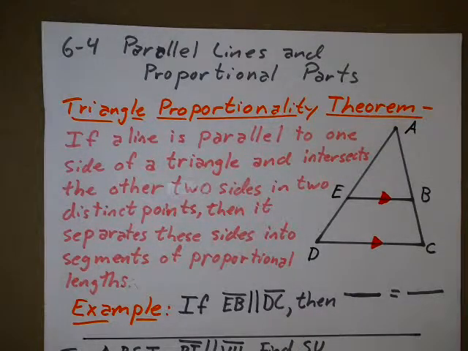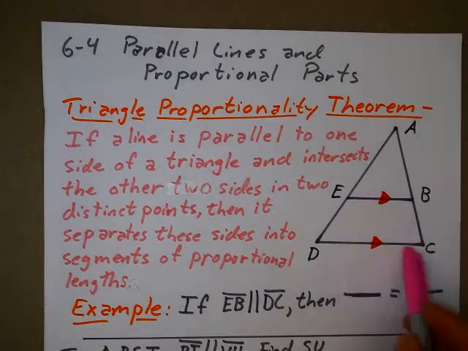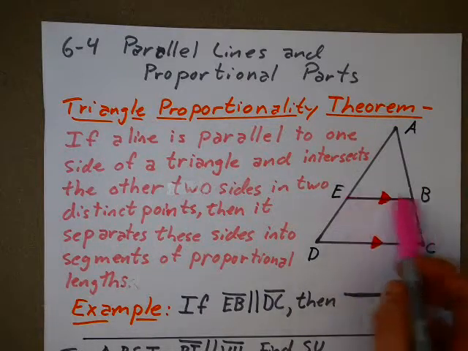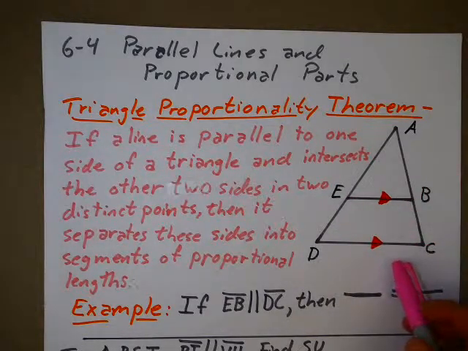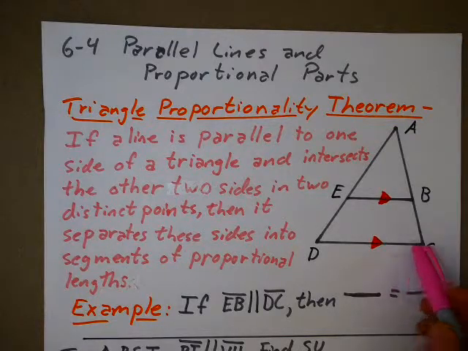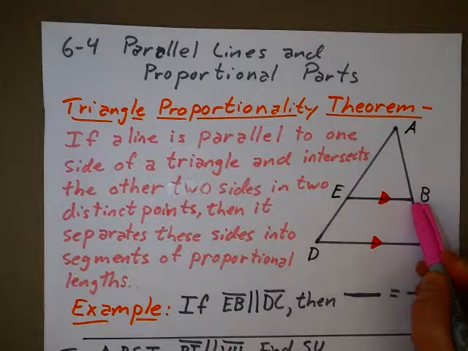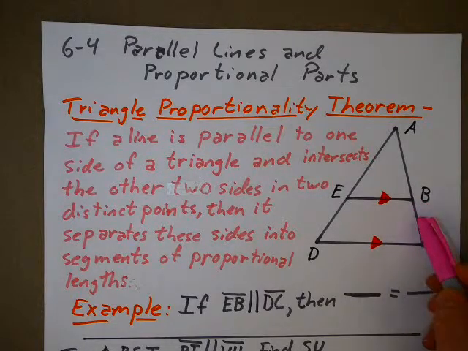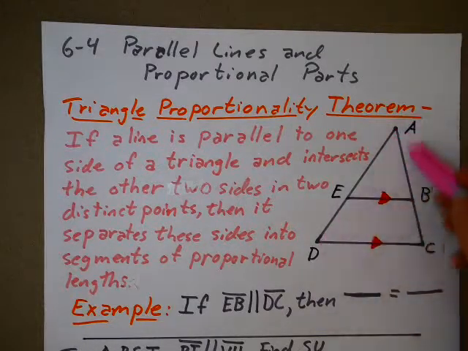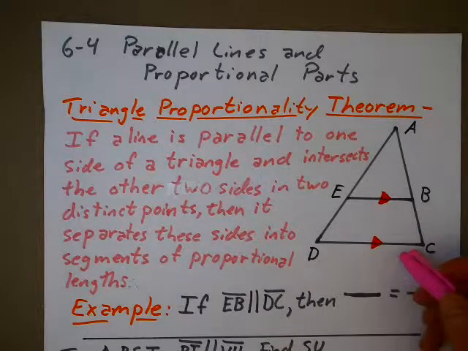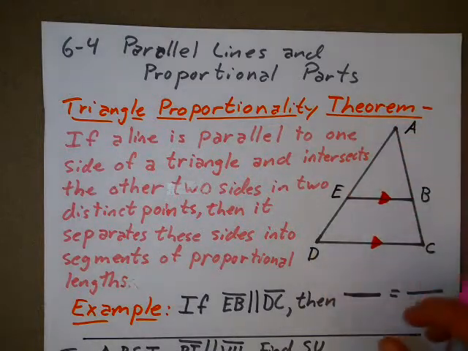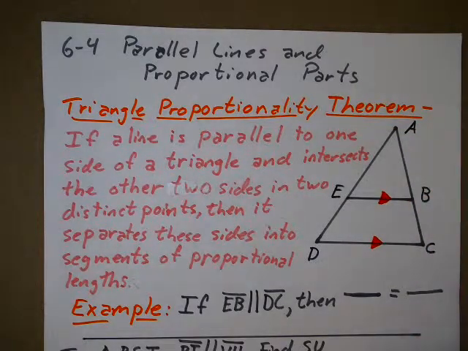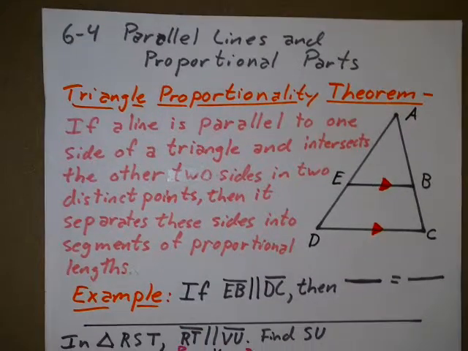This says if a line is parallel to one side of a triangle, in this case EB, and it intersects the other two sides in two distinct points, so E being one distinct point, B being the other distinct point, then it separates these sides, so AD and AC, into segments, AE and DE and AB and BC, of proportional lengths.